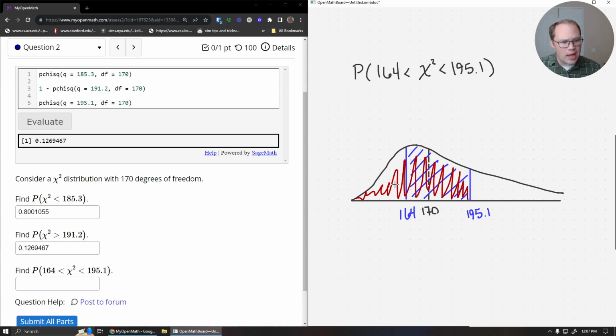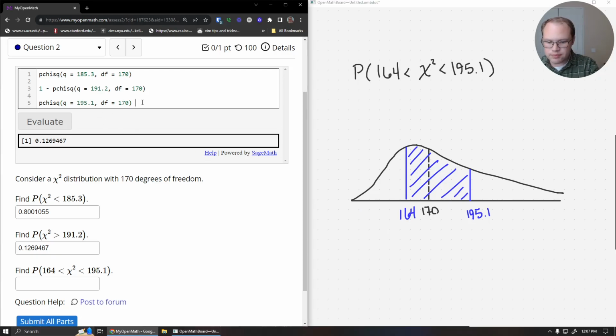So I'm going to subtract out the bit that I don't want. The bit that I don't want is over here. That's the part that I don't want. I only want over here. That's the part I would want. But over here, I don't want that. So I'm going to subtract that out. That's the part that's left of 164. So minus p chi-square, q equals the smaller value with degrees of freedom equal to 170. And that's how we calculate the probability in between two values. And the probability is 0.5243493, about 52%.